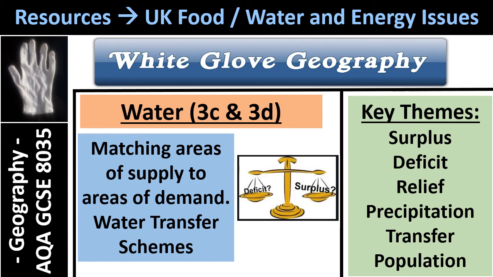Hi, welcome to this episode of White Glove Geography, looking at UK food, water and energy issues. Today is all about water and matching the areas of supply to the areas of demand, and also thinking about water transfer schemes. Is there a deficit? Is there a surplus? Thinking about relief, precipitation, transfer and also population densities.